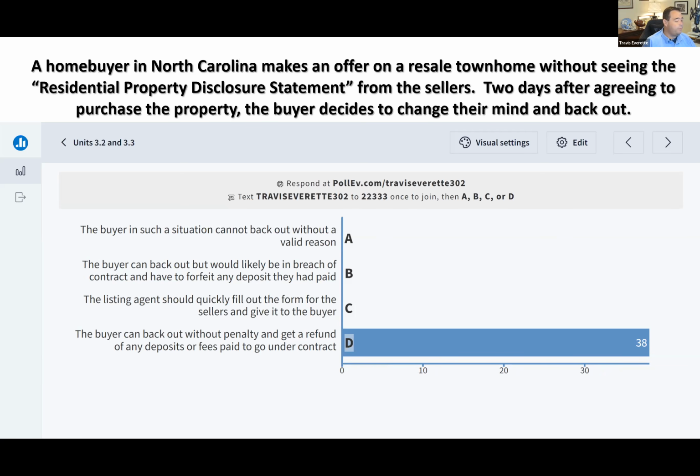Or D, the buyer can back out without penalty and get a refund of any deposits or fees paid to go under contract. I love D. D's the answer here, according to the law.